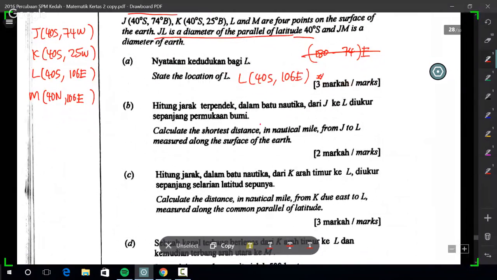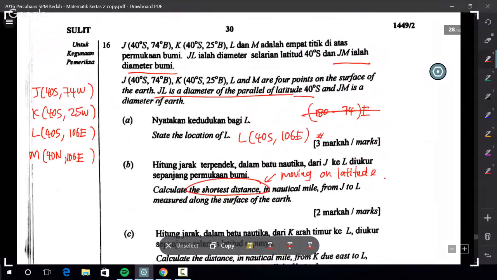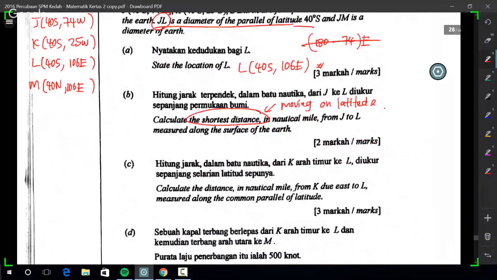Shorter distance. Whenever you see the words shorter distance, it means moving on the latitudes. So J to L is the diameter of the parallel latitude, right? Because it's given here. For this kind of question, what you need to do is draw things like this. A semicircle. This is the center of the Earth. I should draw nicely a bit.